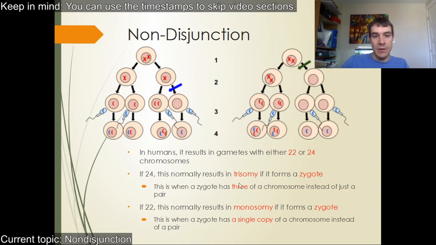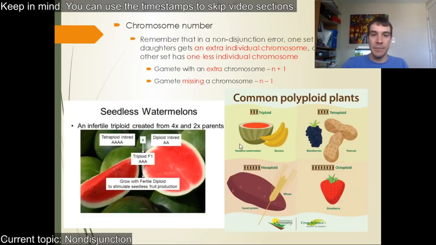24, that's trisomy, 3 of a chromosome. 22, it's monosomy, a single copy. So trisomy, monosomy, I think that's pretty self-explanatory as a term. Chromosome number, like I said, 47 or 45. 46 is the normal chromosome number in a human cell.